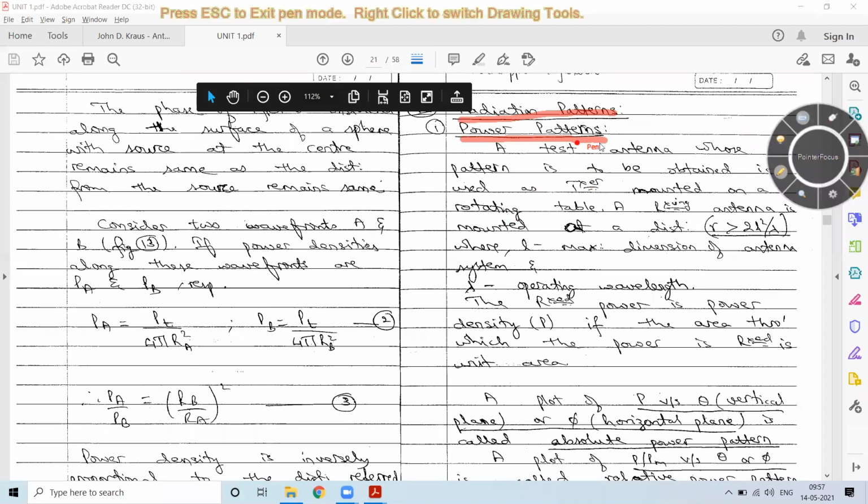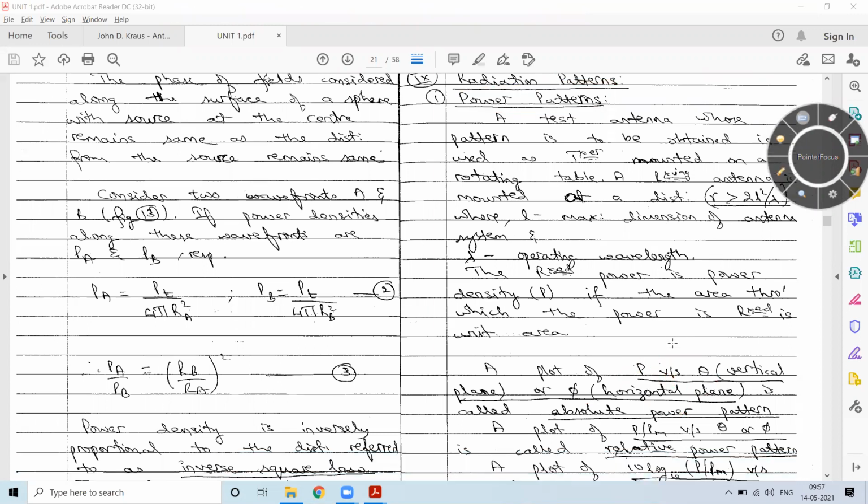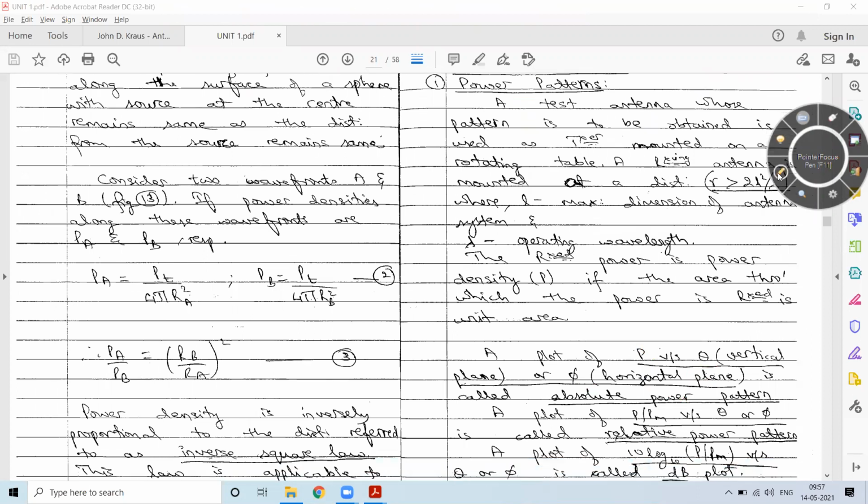So what is the power pattern? It is nothing but the plot of power density with respect to theta or with respect to phi, if you're considering the two-dimensional representation. Now, if you are using the power density values as they are, that is, you're not normalizing them or converting them to dB values, then we refer to such a pattern as the absolute power pattern, since I'm using the absolute value of the power being radiated by the antenna.